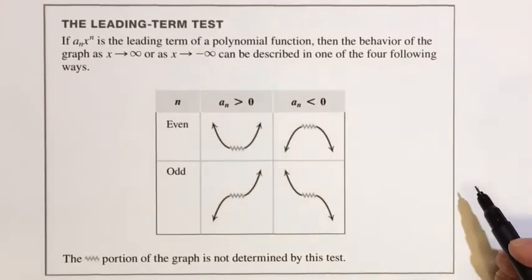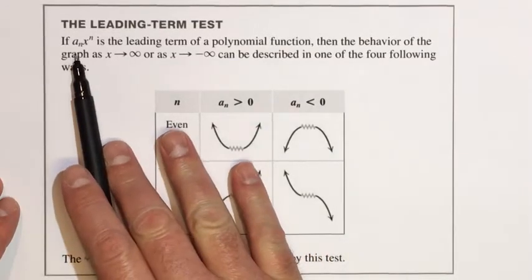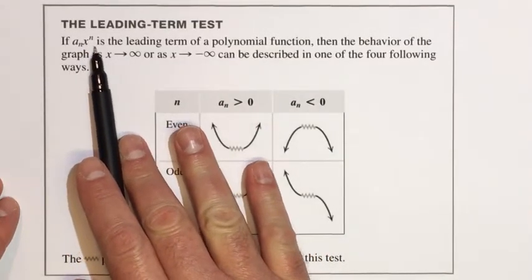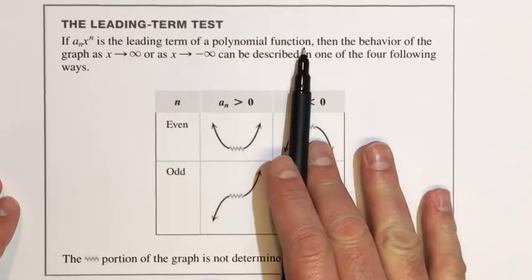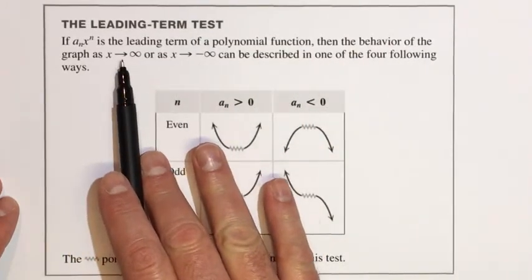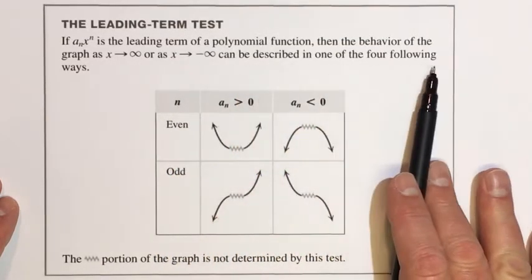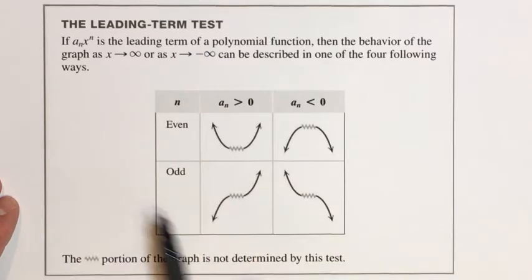In this video, we're going to be looking at the leading term test. So the leading term test says if a sub n times x to the nth power is the leading term of a polynomial function, then the behavior of the graph as x goes to infinity or as x goes to negative infinity can be described in one of the four following ways.